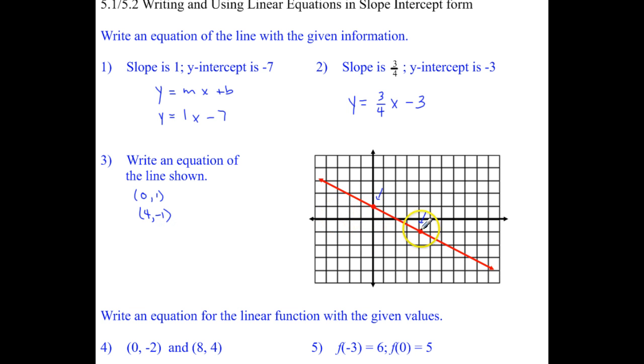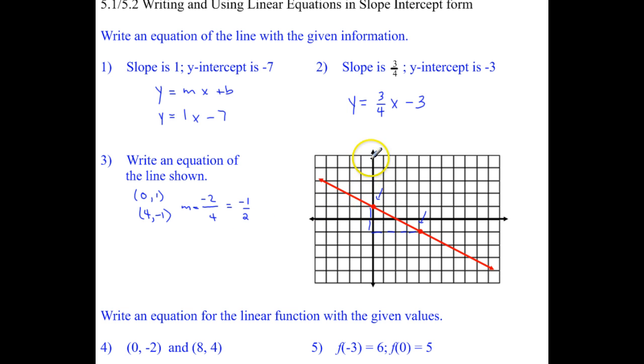Whether visually finding your rise or your run or doing it mathematically, you should be able to do it either way. My rise here, traveling from one point to the other, would be a negative 2. My run would be a positive 4. So the slope of this line would be a negative 1/2.